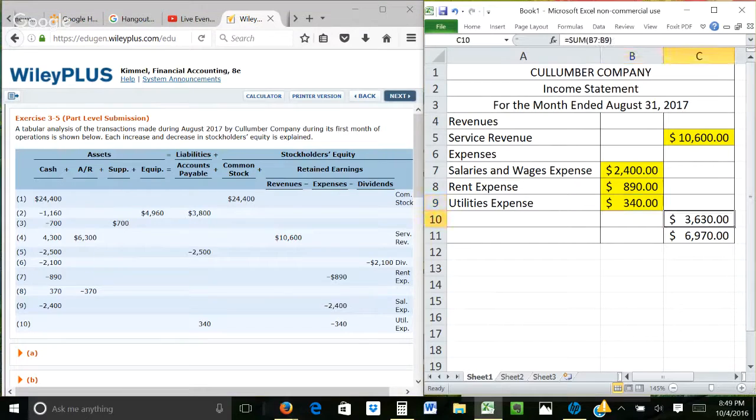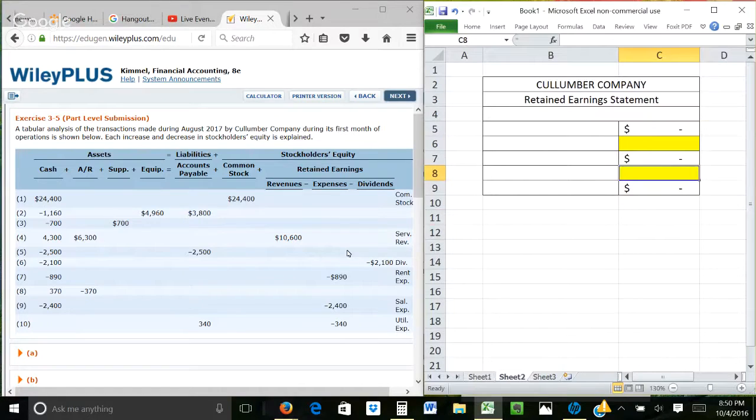I went ahead and set up my Excel spreadsheet to go ahead and add all these expenses and revenues together. So we have our total expenses, and here in cell C10, I've set up an equation to add B7 through B9, and it's $3,630. And then we have net income for a total of $6,970. So we have our net income in our income statement. So that works out great.